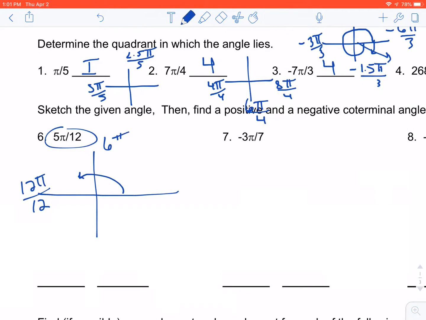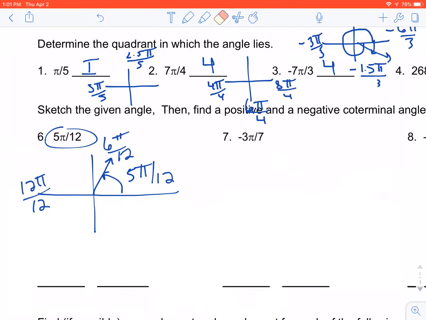So this would be half of it, or 6 pi over 12. So this angle is going to be in quadrant 1. Okay, so this is 5 pi over 12. So that's what I'm looking for in that sketch. Now all the way around is 24 pi over 12.